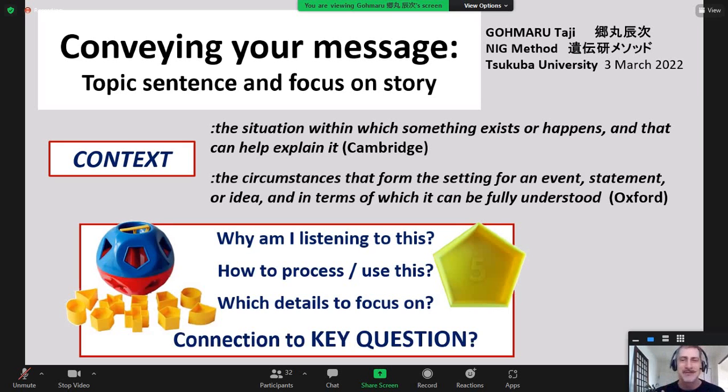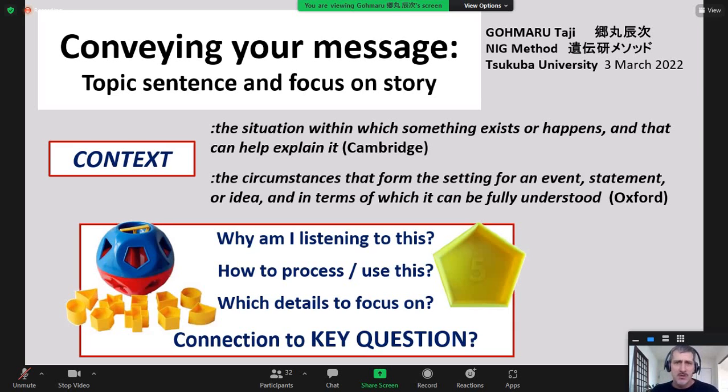So please take a moment and put this in your minds, that this is a major goal of creating your scientific presentation: to design it in a way that the audience, as they receive any explanation or data, always understand why they are listening to it at that moment, how they are meant to process and use that information, which details they should focus their attention on, and how it is connected to answering our key question.